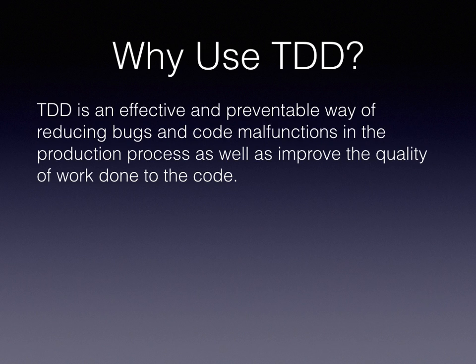So why do we use test-driven development? It's because it's an effective and preventable way of reducing bugs and code malfunctions in the production process. And it also can improve the quality of work done to the code. So test-driven development gives us a more structured and organized way of developing and improving and testing our code in a very time efficient manner.